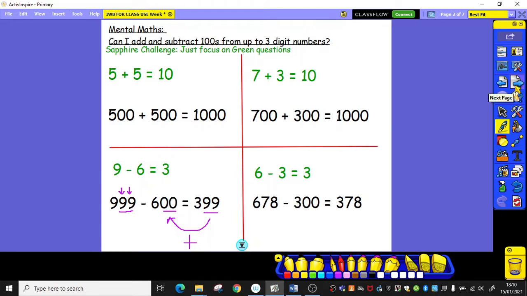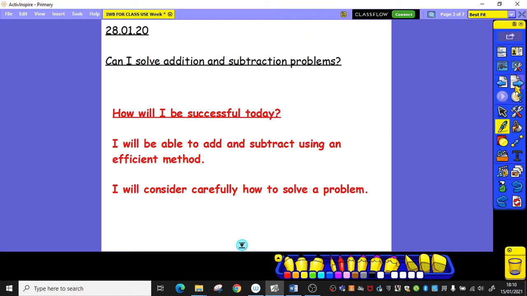And so on to today's maths lesson. Today you're going to be solving addition and subtraction problems. You are going to be needing to use an addition or subtraction written method if you're doing the bronze, silver and gold challenges. And for everyone, you're going to need to consider carefully how to solve your problem, thinking very much about which operation you need to use.